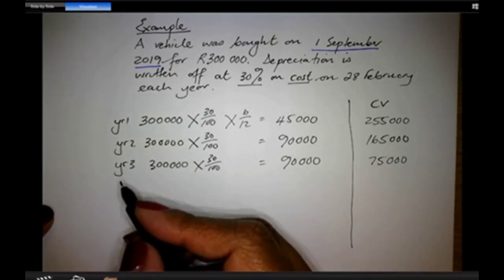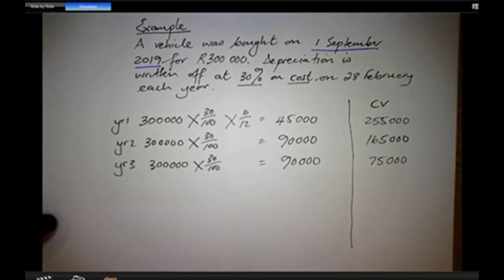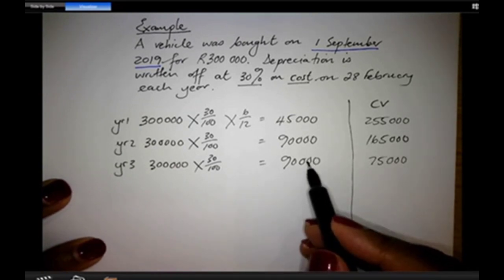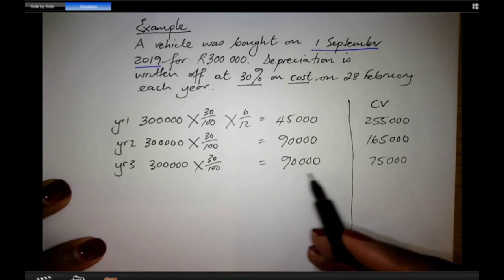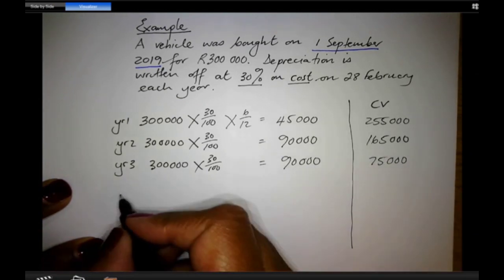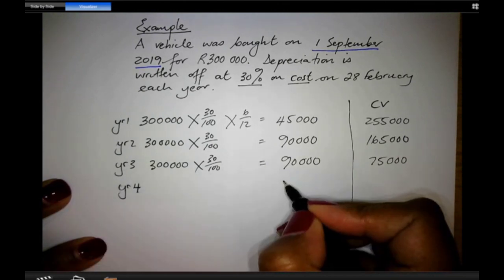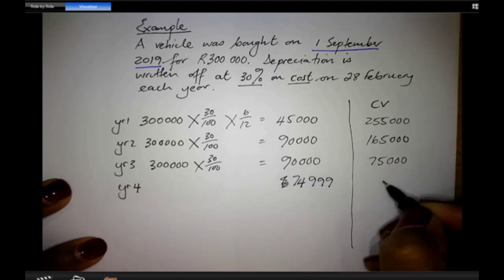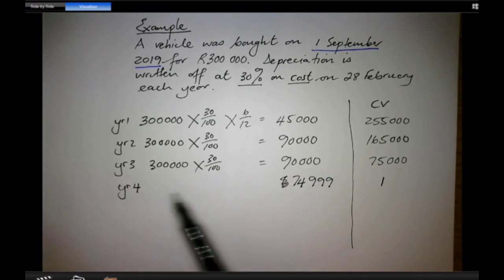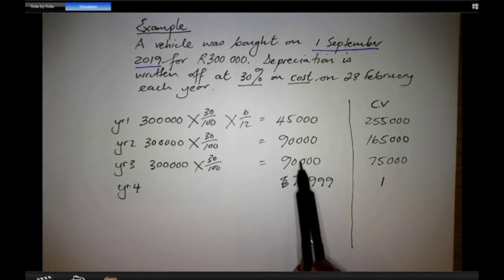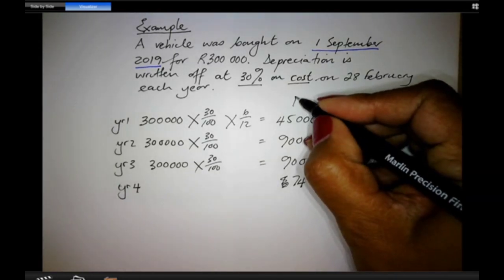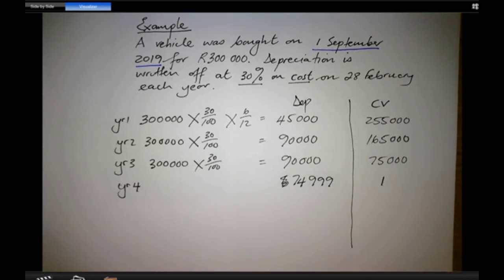I still have a carrying value, so I must still depreciate. Now I can do one of two things. I can do the calculation and then see that my calculation is more than my carrying value, so I cannot take another 90,000 off. So my depreciation for year four will be 74,999, and my carrying value will be 1 rand. I can't do the normal calculation, because it's going to end up being more than the 75,000. So I simply say 75,000 minus 1, that becomes my depreciation, and my carrying value then becomes 1 rand.